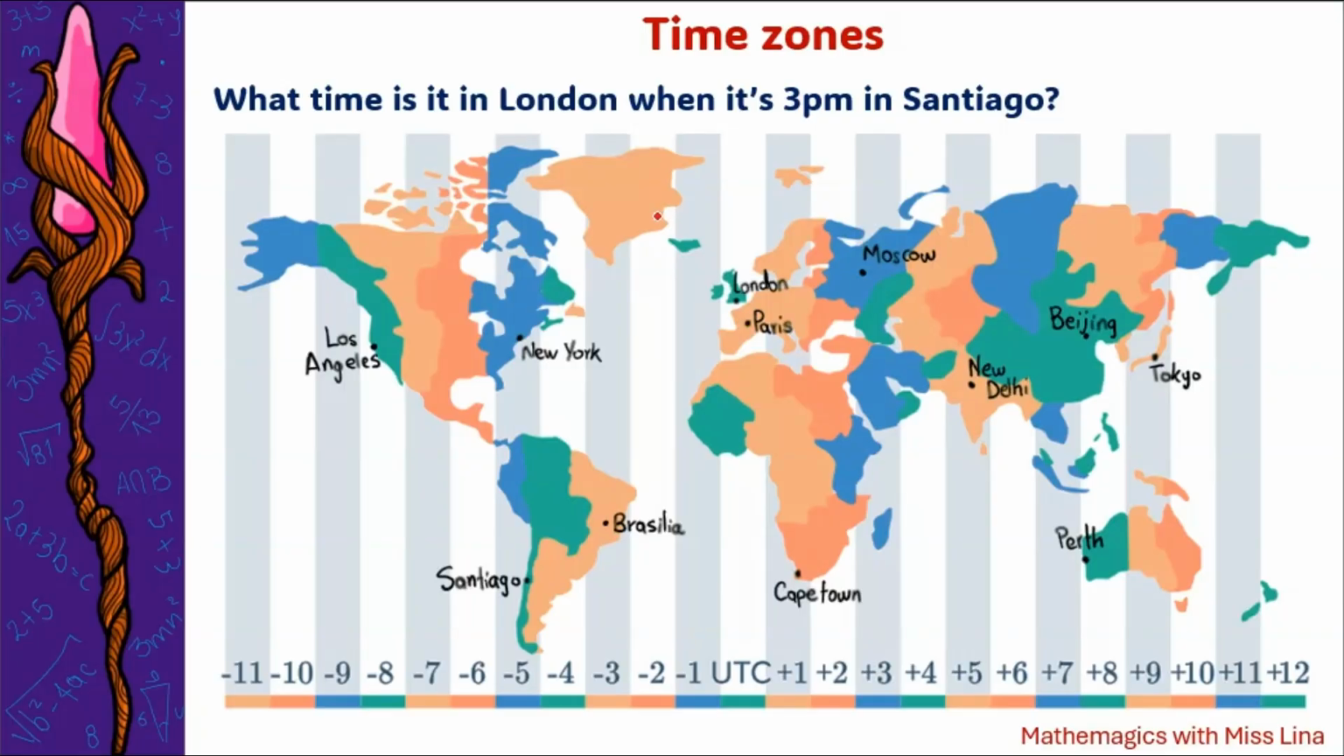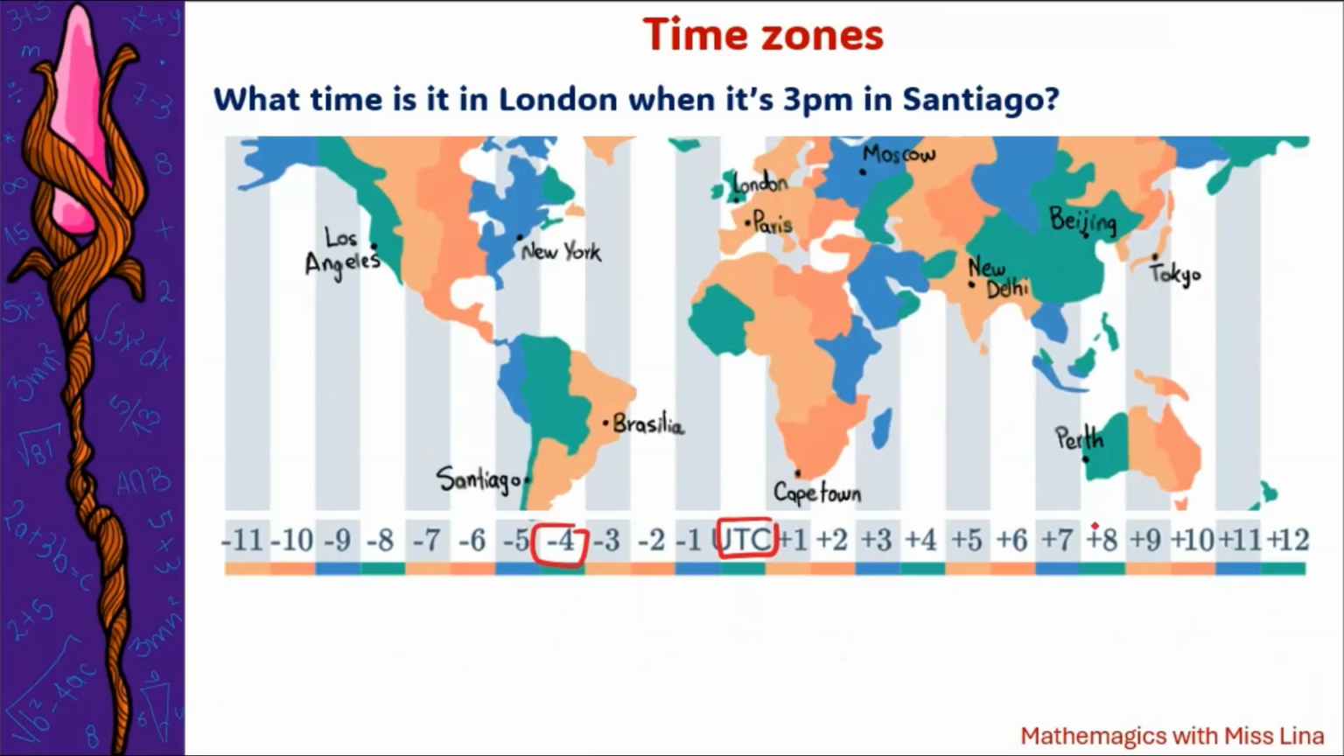Let's check an example. It says, what time is it in London when it's 3 p.m. in Santiago? So we need to identify the time zone of the two places. Santiago here is in green, so it is in the time zone -4. And London is also in green, but in this place it's in the UTC. So the time difference between them is 4 hours, because imagine this is again like the zero. The steps from -4 to 0 are just 4 steps. 1, 2, 3, 4. So the time difference is 4 hours.